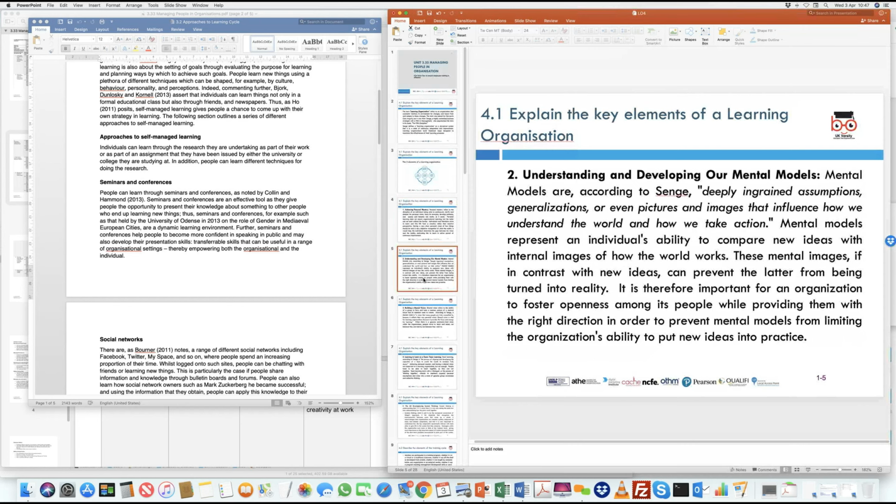Is that okay? Yeah. The second was basically to look at understanding how, when we say mental models, it basically meant that here the individuals need to compare the ideas that they put forward with what is actually practically possible outside in the practical world.